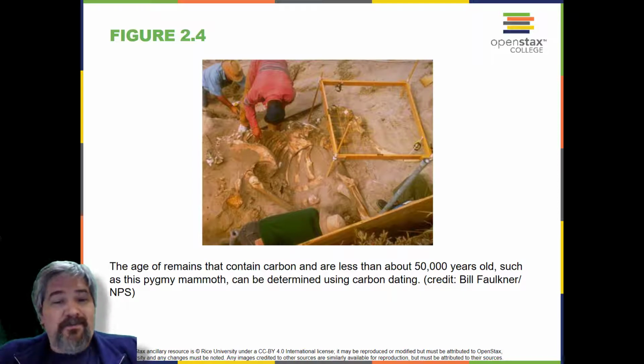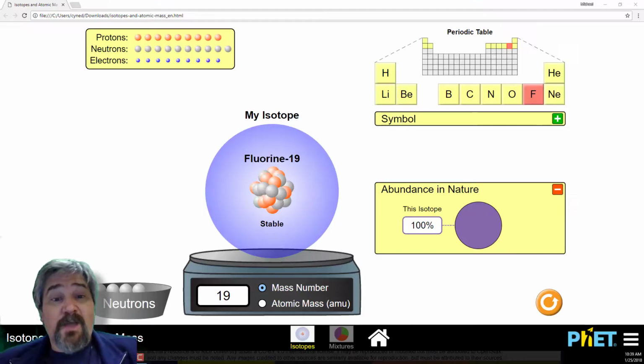Isotopes with longer half-lives, such as potassium-40, are used to calculate the ages of older fossils. Through the use of carbon dating, scientists can reconstruct the ecology and biogeography of organisms living within the past 50,000 years. So here is a simulation that you can find in the textbook that will allow you to manipulate the various isotopes of a select group of elements.